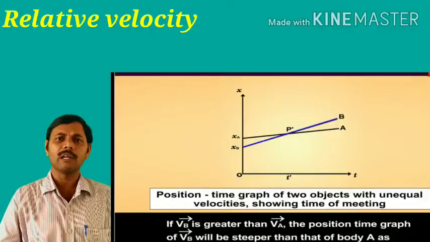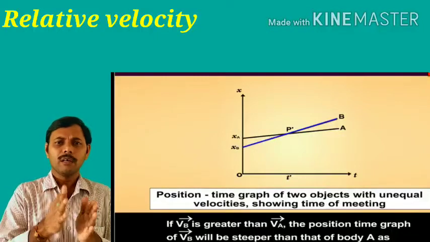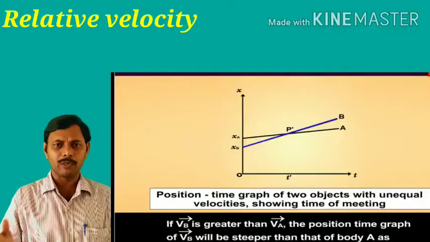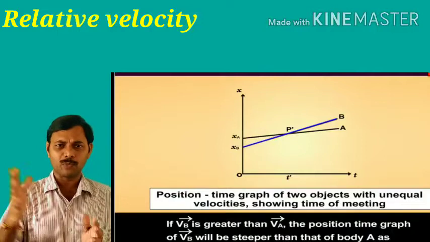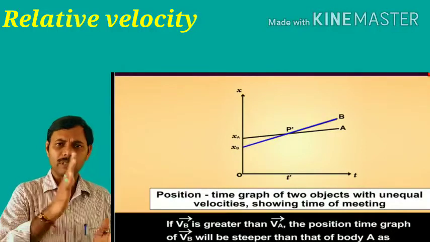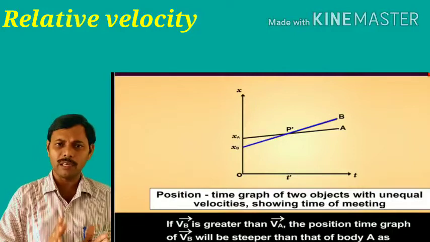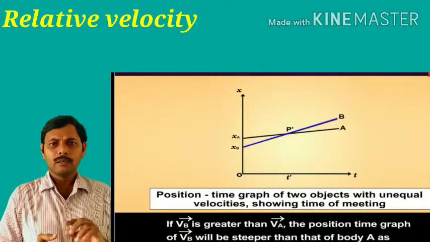Velocity of B is greater than velocity of A. Now consider the relative velocity of A with respect to B, that is VA bar minus VB bar. According to the concept explained, the relative velocity of A with respect to B is VA bar minus VB bar, and the relative velocity of B with respect to A is VB bar minus VA bar.